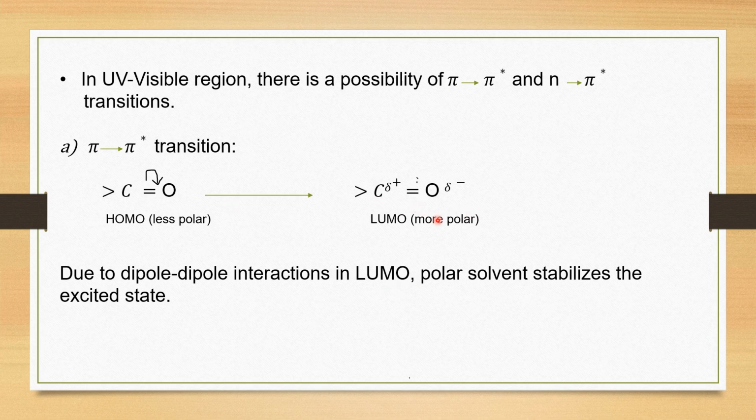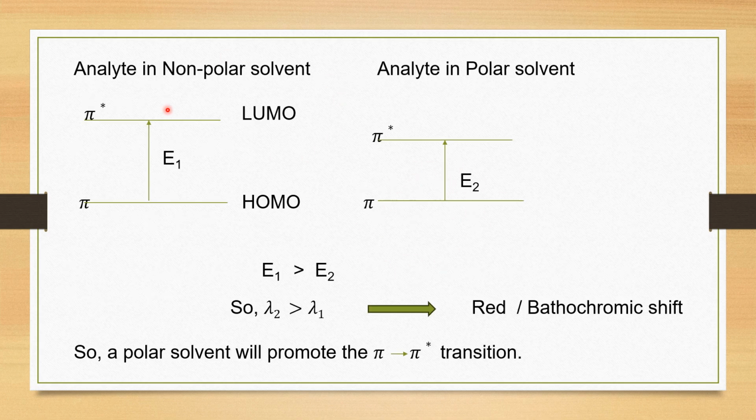So the polar solvent stabilizes the excited state. Polar solvent will stabilize this LUMO. In a detailed way, if we have taken the same analyte in nonpolar solvent, this is what happens. This is the ground state. When we supply energy, it goes to the excited state, that is LUMO. This is the energy E1 we supplied here, and pi to pi star transition occurred.